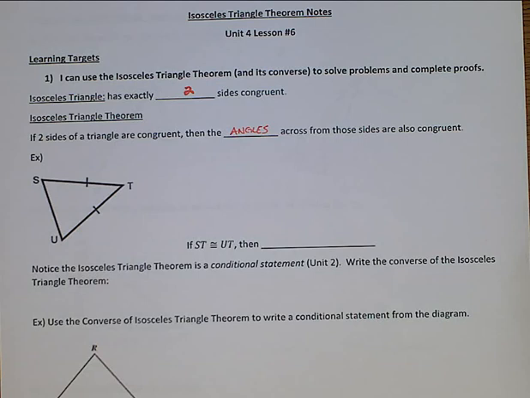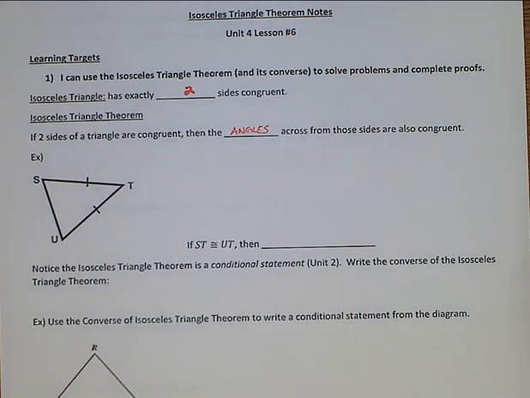So here we have an example of this. We have an isosceles triangle. Triangle STU is an isosceles triangle. You see that ST is congruent to TU. Those are the two legs that are congruent. SU would be referred to as the base.